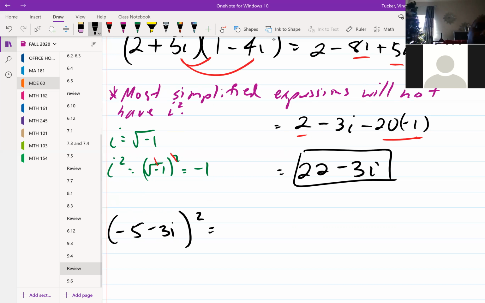All right, so here we have negative 5 minus 3i times negative 5 minus 3i. Like I said, just like before, binomial distribution. Whenever you square a quantity, you write that quantity twice and then do your distribution or your multiplication.